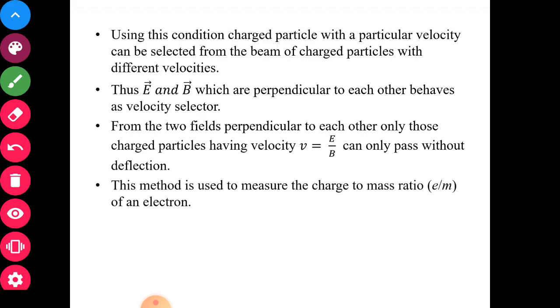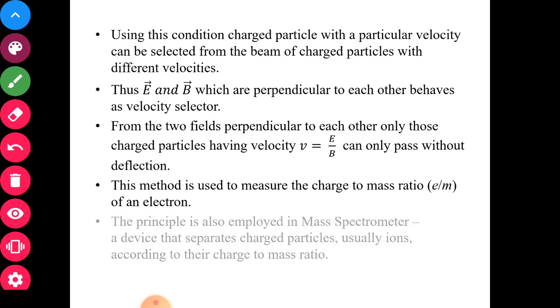This method is used to measure the charge to mass ratio, that is e/m, for the electron. The principle is also employed in the mass spectrometer, a device that separates charged particles, usually ions, according to their charge to mass ratio. So this principle is useful in the mass spectrometer, which is a device that separates charged particles.